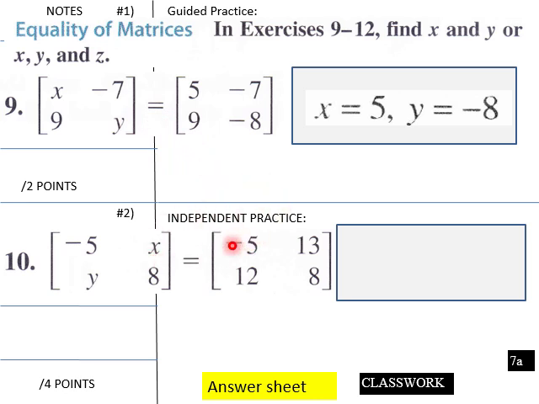And do I do this independent practice? I do. So x in this case would be 13, and then y would equal 12. So they correspond in the same positions there from this matrix here.